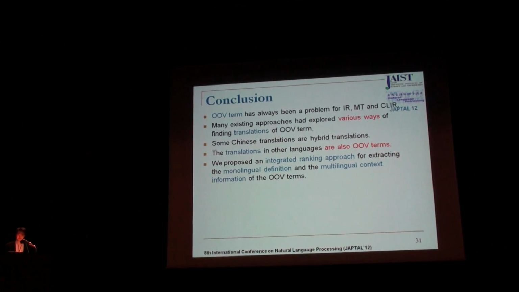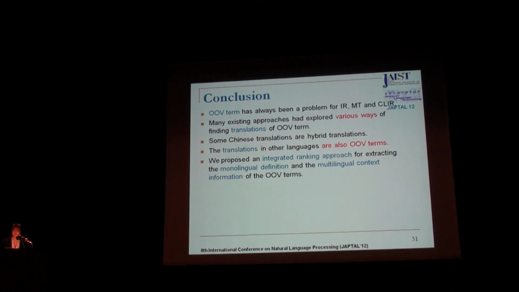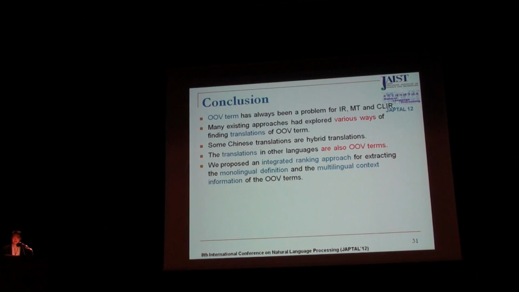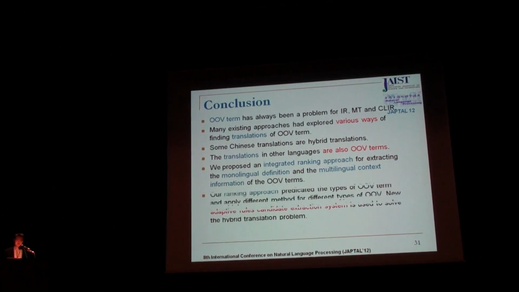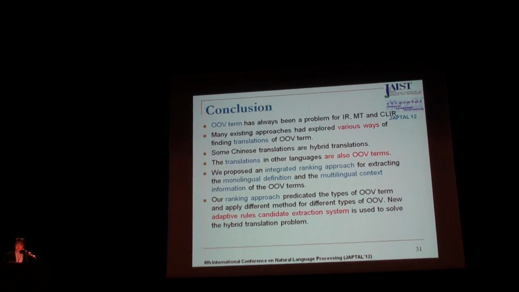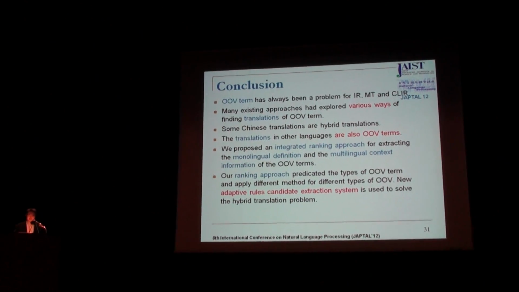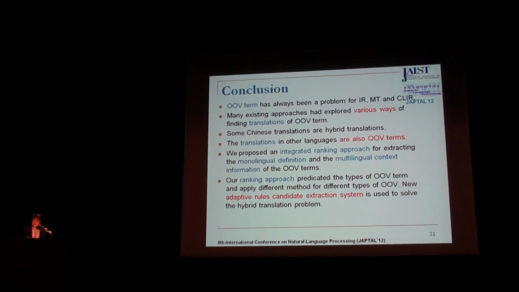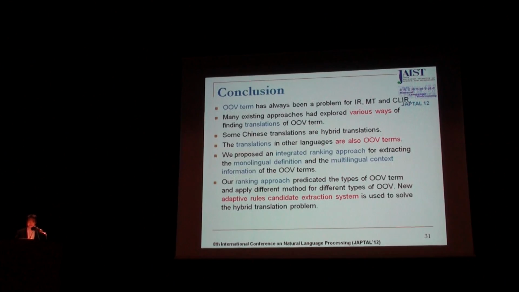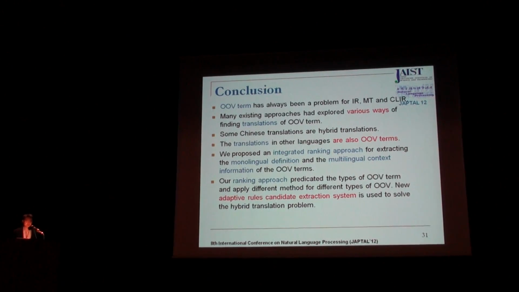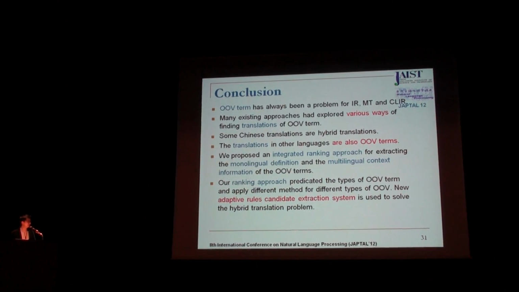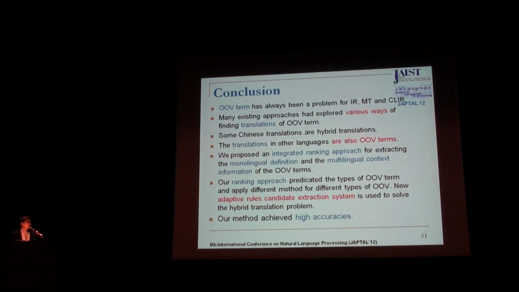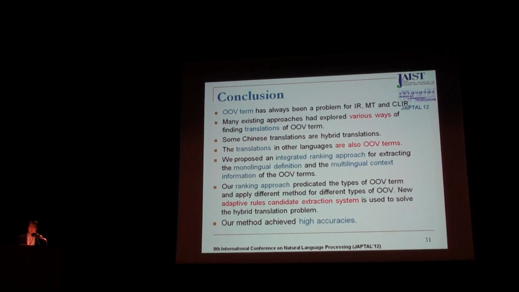So we propose to integrate a ranking approach for extracting the monolingual definition and the multilingual context information of the OOV term. And our ranking approach predicts the type of OOV term and applies different methods for different types of OOV term. A new adopted rule-based extraction system is used to solve the Hebrew translation problem. Our method achieves high accuracy in the experiment.